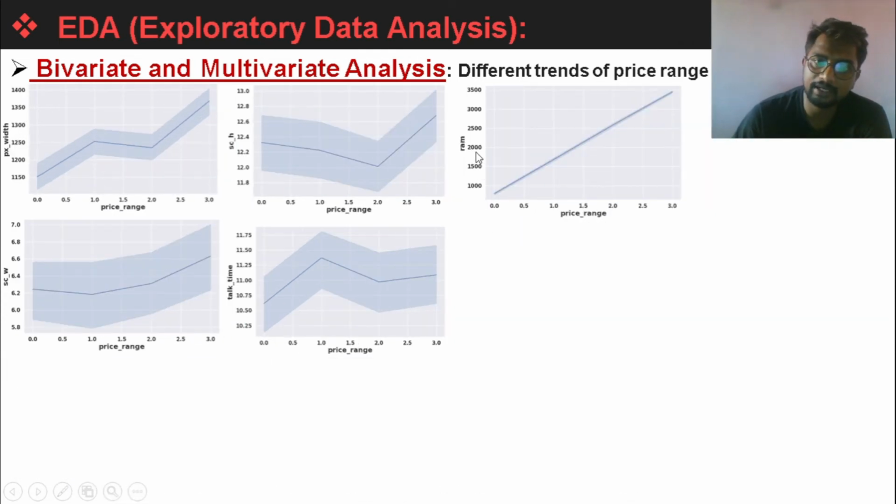Here we can see the RAM is having a good, strong correlation with the price range. As the RAM is increasing, the price range is also increasing.